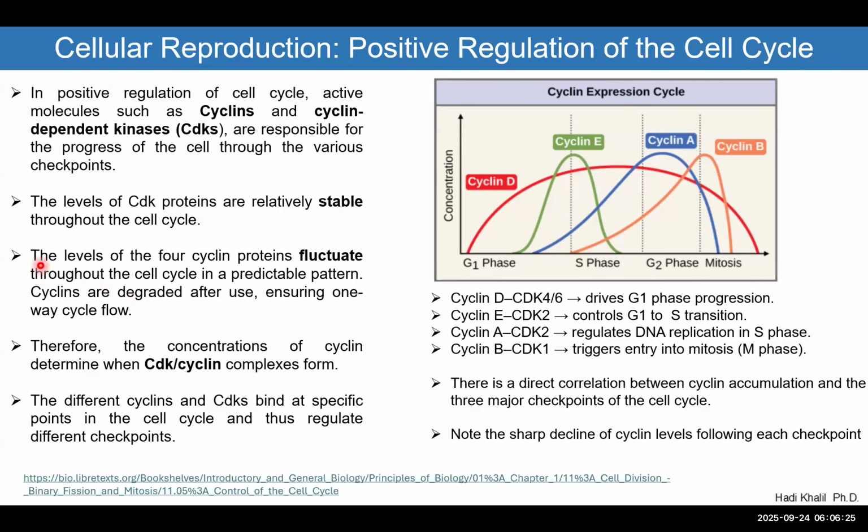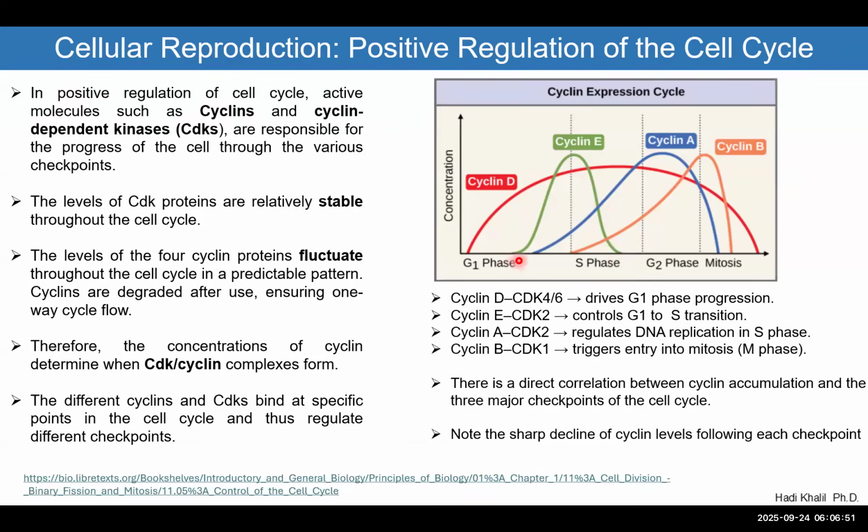Now, the levels of these four cyclins are fluctuating, and you can see that there's a sharp drop just after the transition from one phase to another. So in other words, the cell produces this protein to make the checkpoint, and once that checkpoint is passed, we get rid of it. It directly gets degraded.